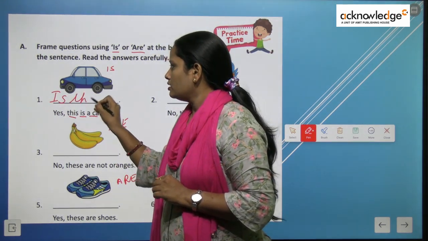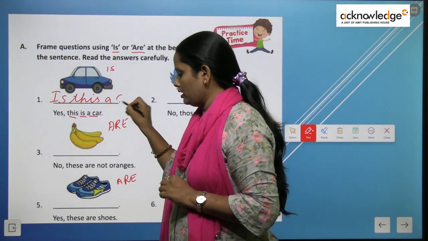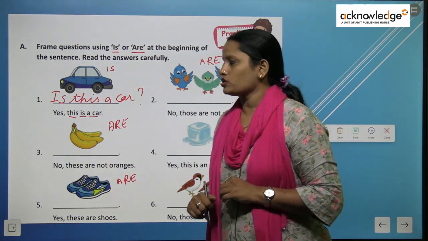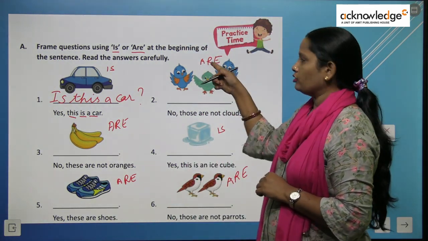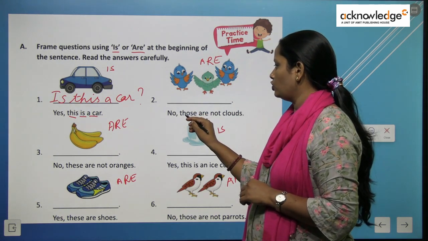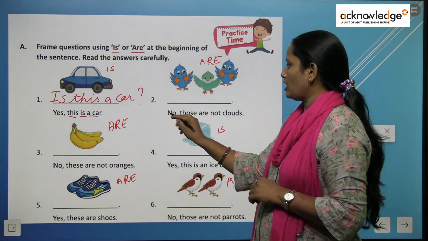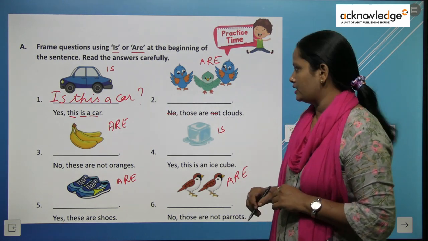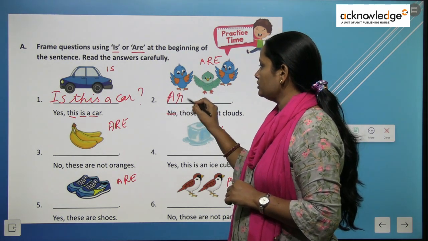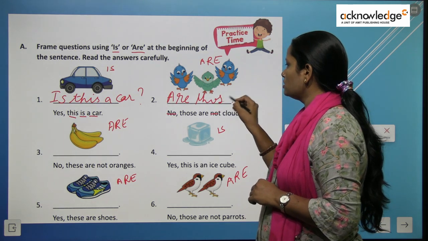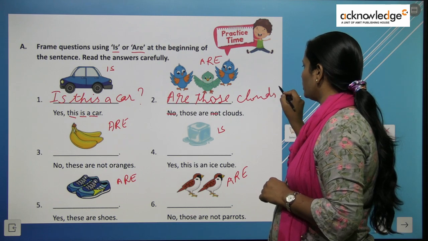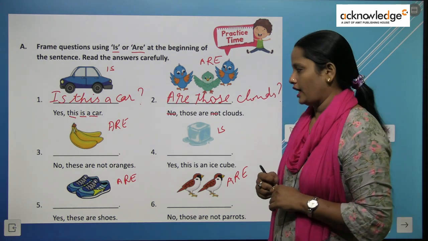So write it down. Is this a car? And write down the question mark at the end. So this was our first question. Now we have to make the question from are. Look at it carefully. Are those clouds? We have to delete this. What do we have to write? Are those clouds? Okay. Put a question mark at the end.